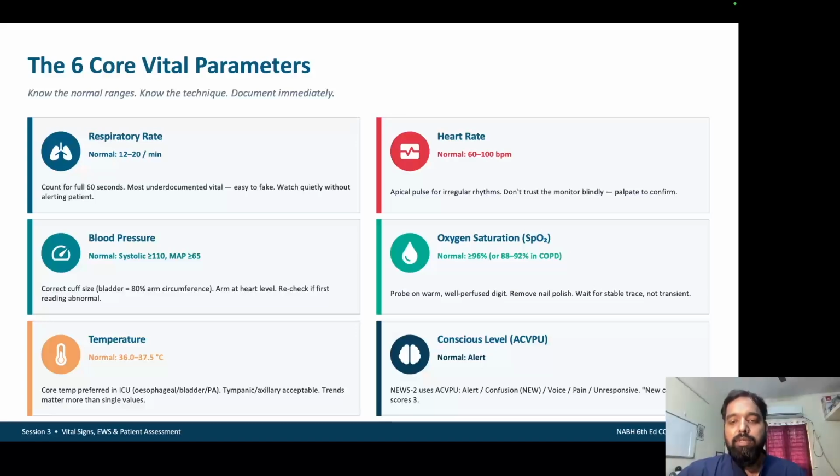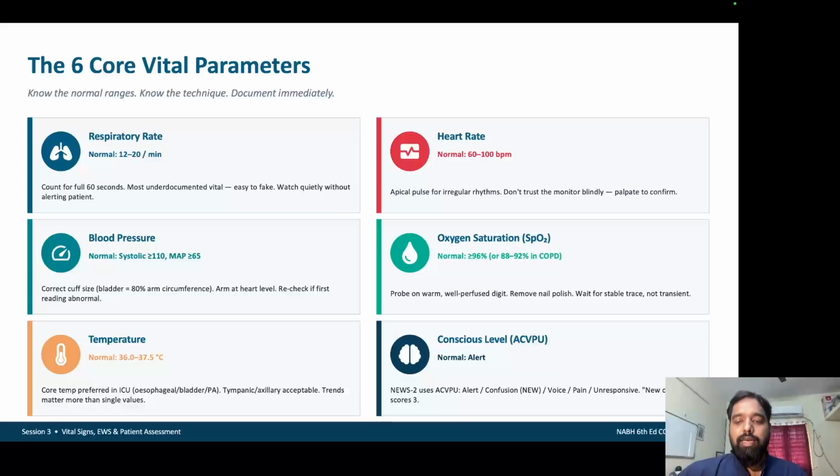Regarding the saturation, normal is more than 96%. In COPD patients, we may have a target of 88 to 92%. There is a good reason behind it. Please comment below if you know it. Place the probe on a warm, well-perfused digit. Remove nail polish. Wait for a stable reading. And there should not be any transient changes in the saturation waveform.